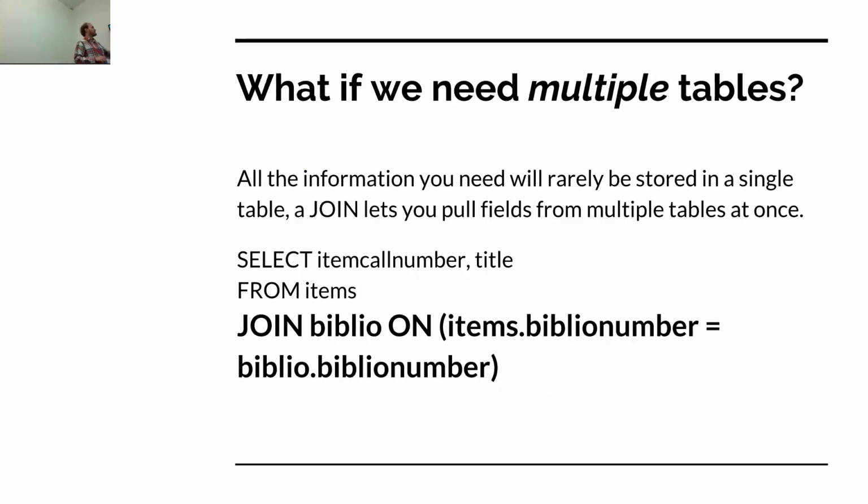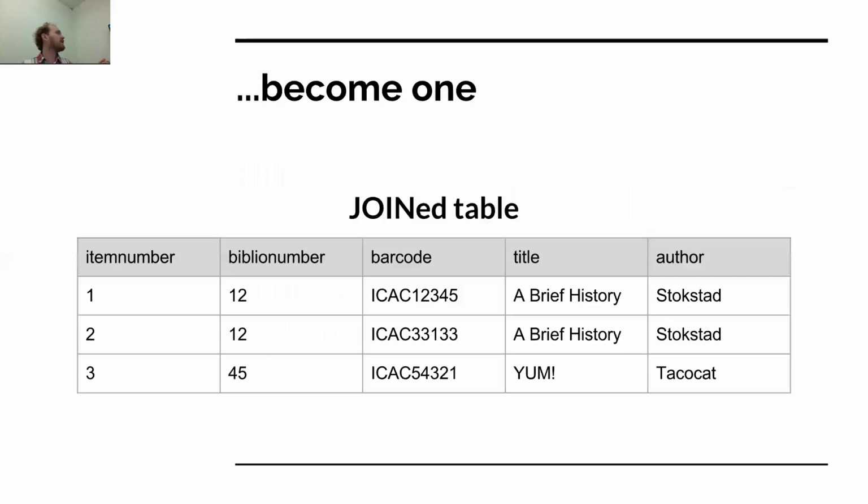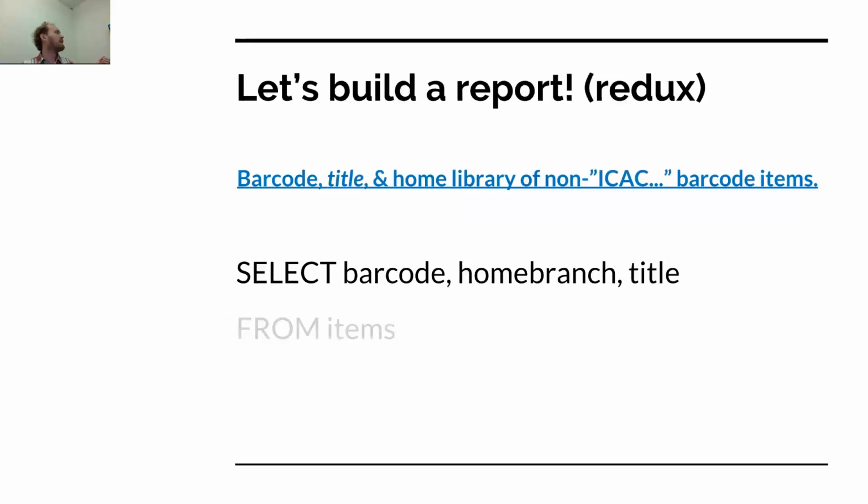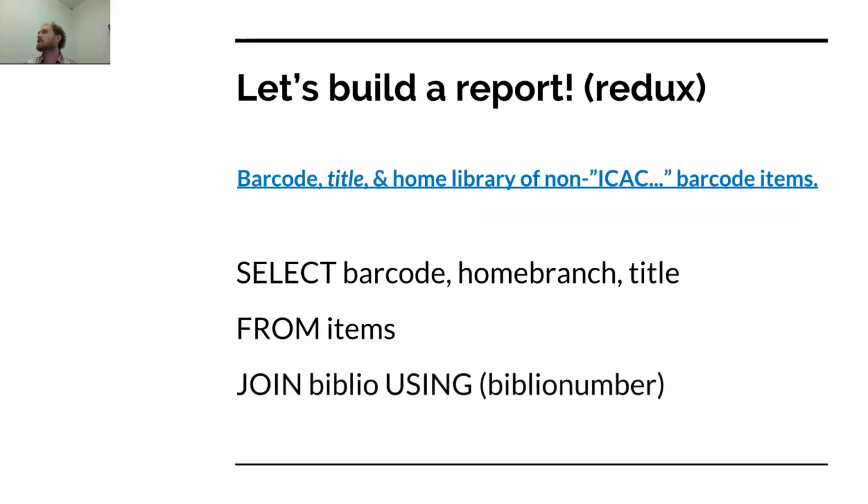What's going on here is it's table.field equals table.field, right? It says, in this table, where do you want me to look? Equals, in this table, where do you want me to look? So that's the syntax there. So items.biblionumber equals biblio.biblionumber. If that seems silly and redundant, that's why the using syntax is nice, because it just says, hey, this exists in both tables.